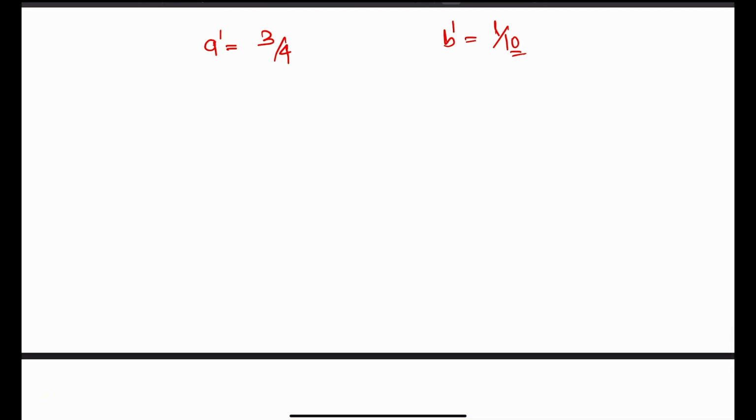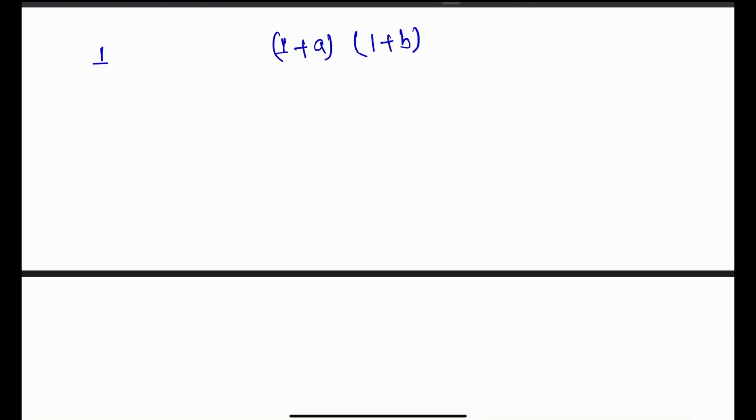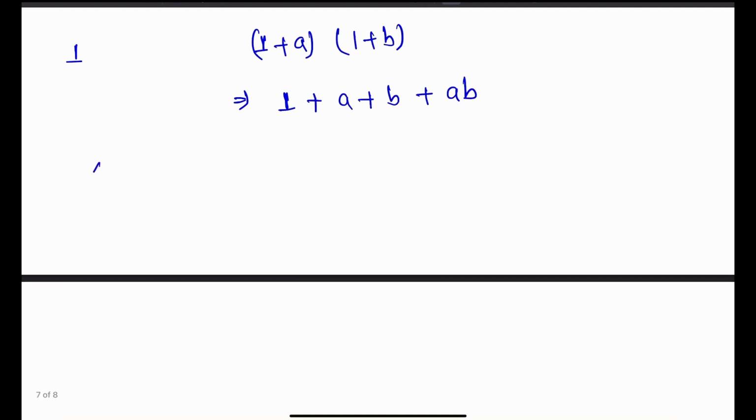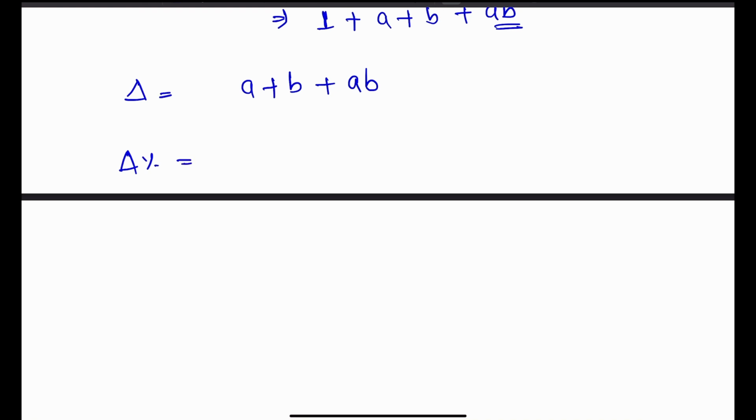because it's in fractional terms, in the beginning it was 1. What is happening: 1 plus A is increasing, and here 1 plus B is increasing. So how much is it eventually becoming? 1 plus A plus B plus AB. So the increase, delta, previously it was 1, now it has become this. So the increase is A plus B plus AB, right? And the increase percentage is A plus B plus AB divided by 1, which is nothing but that, into 100. That will be our value in percentage terms.